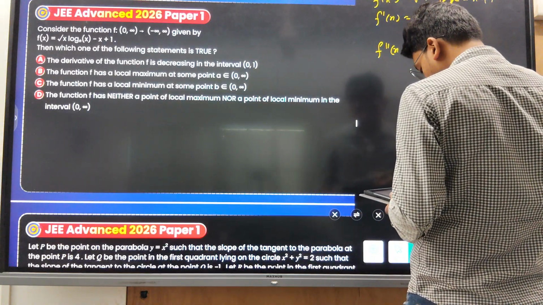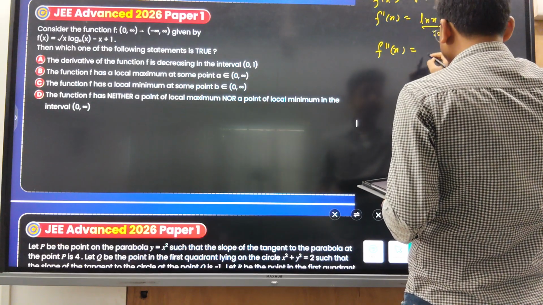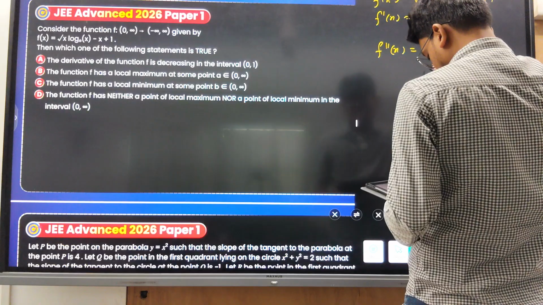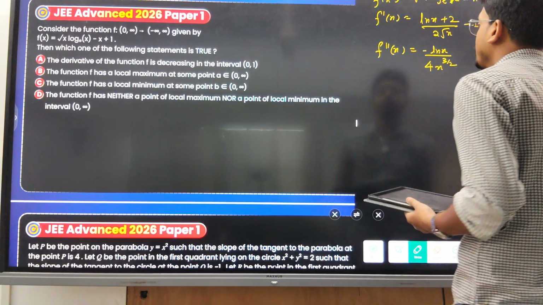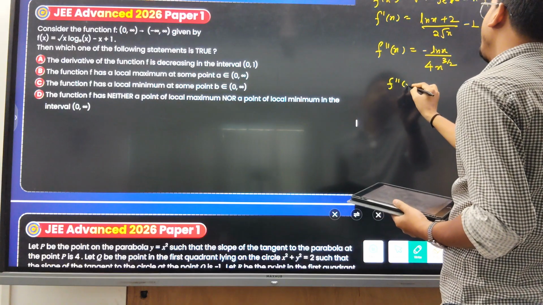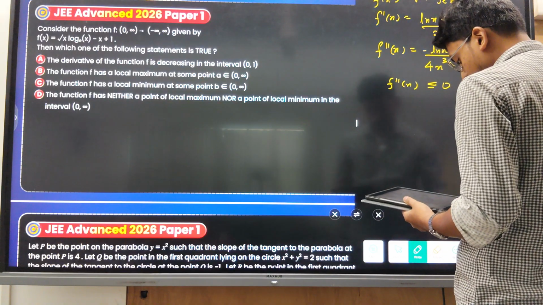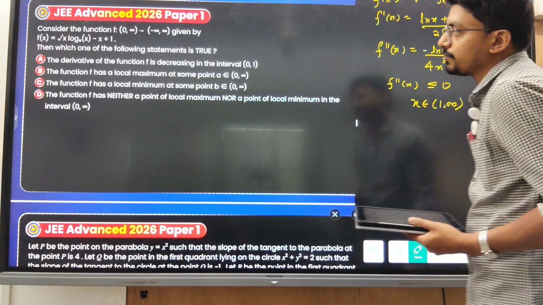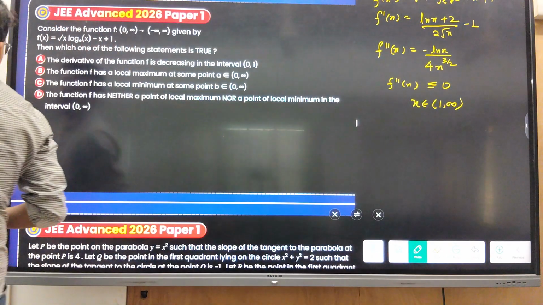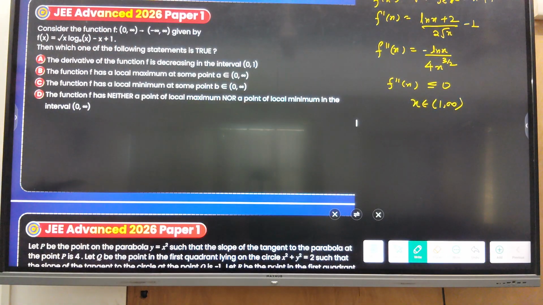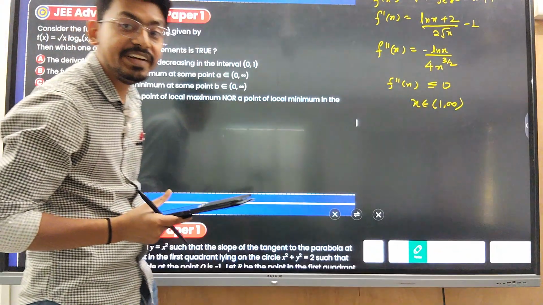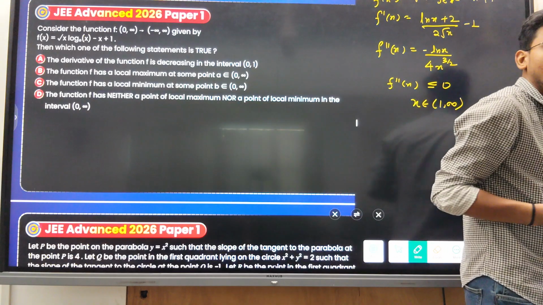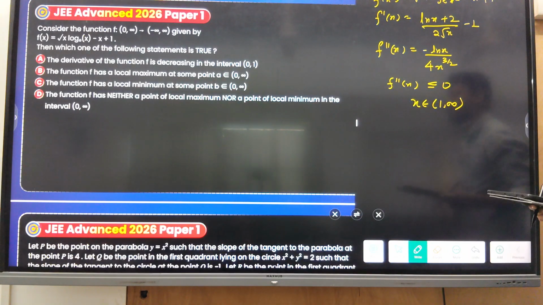So first we have to find out f''(x). After finding f''(x) we get −ln x / (4x^(3/2)). For a decreasing interval f''(x) should be less than or equal to 0. So we get x belongs to 1 to infinity. So this option is wrong because it says the derivative of the function is decreasing in the interval 0 to 1, which is wrong. The derivative of the function is decreasing in the interval 1 to infinity, not in 0 to 1. So option A is incorrect.